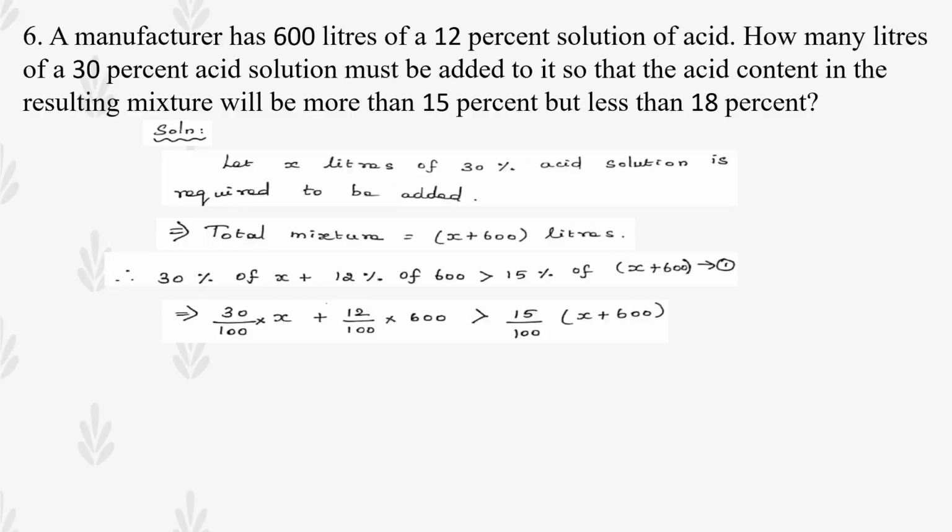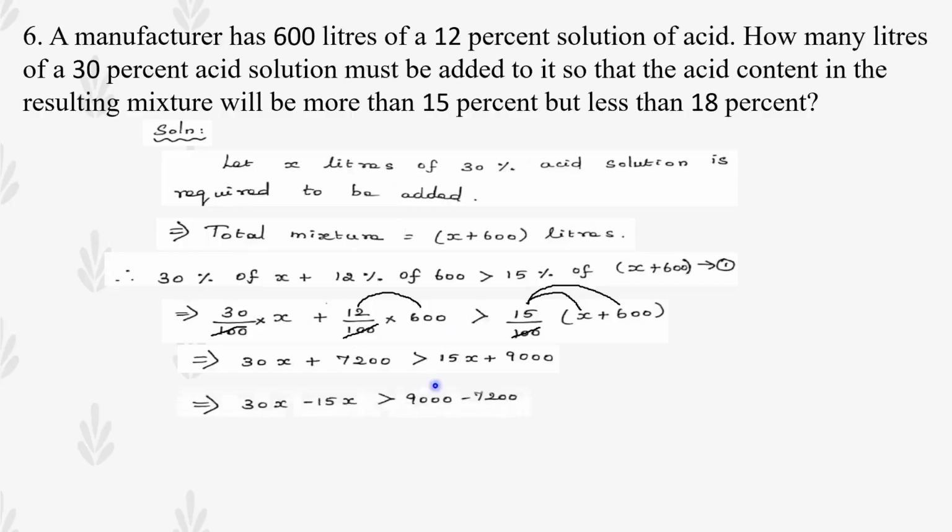So all the denominators are 100, so we have to cancel this 100. So we will get 30x plus this 12 into 600 is 7200, which is greater than 15 into x means 15x. This 15 into 600 means 9000. Okay, we will get 30x plus 7200, which is greater than 15x plus 9000. Next, this plus 15x come this side, minus 15x, this plus 7200 come this side, minus 7200. So we will get 15x greater than 1800. So இதை cancel பண்ணோம்னா we will get the answer as x greater than 120.